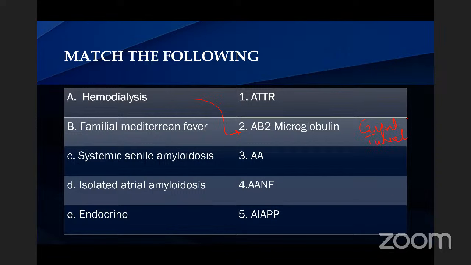Familial Mediterranean fever will have AA amyloidosis. Systemic senile amyloidosis. This is systemic senile. Everybody is going to get senile, old. So such patients will have normal ATTR. Please remember, familial amyloid neuropathies have mutated ATTR. Okay. Isolated atrial amyloidosis is because of atrial natriuretic factor, and endocrine is because of IAPP. Okay. So that is the typical match the following, and everybody should be super clear on it. Okay.